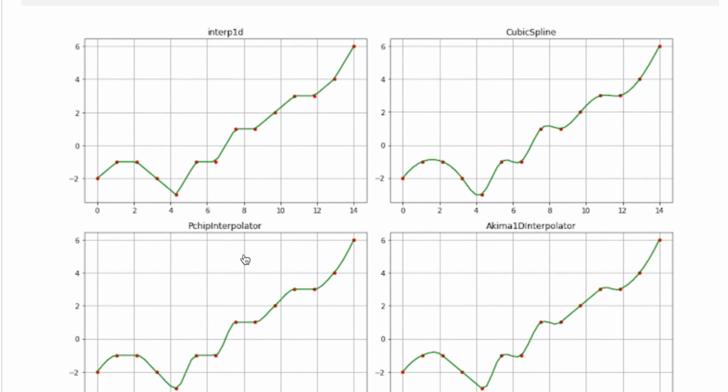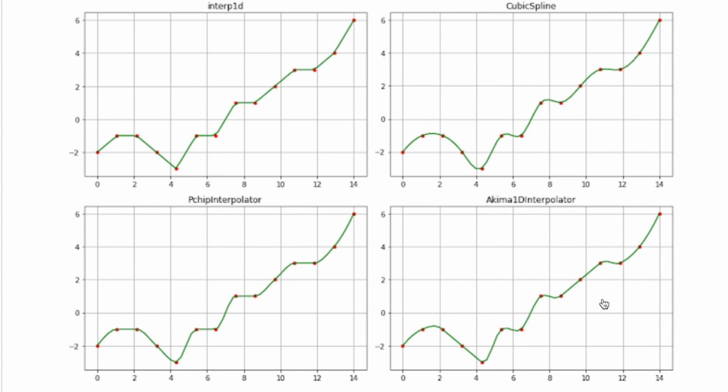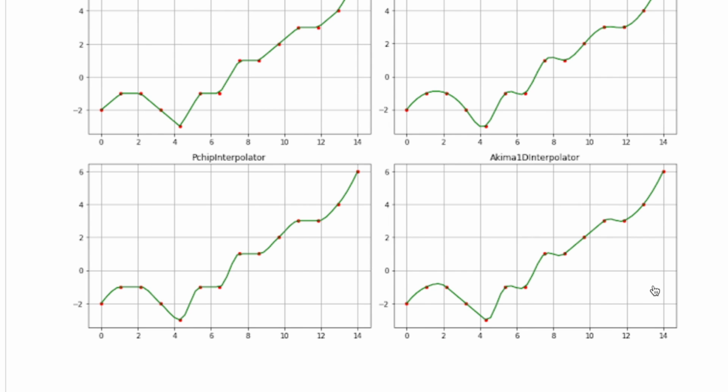Here is the result. The first one is one-dimensional interp1d and CubicSpline and piecewise cubic Hermite and Akima one-dimensional interpolator. So there is a slight difference here. So you can use the appropriate method according to your fitting criteria.